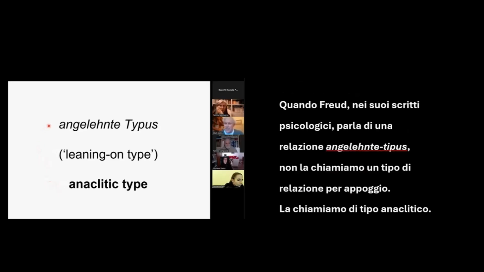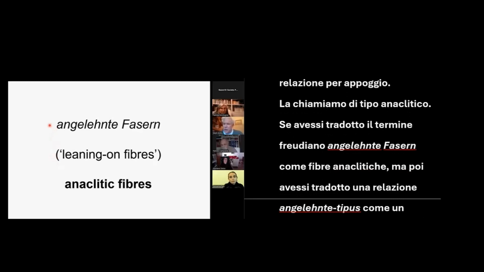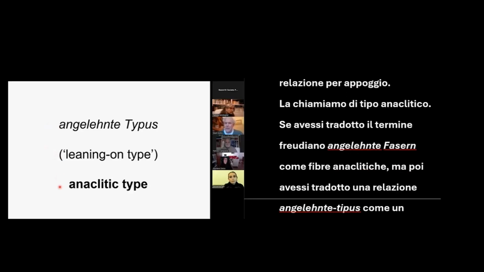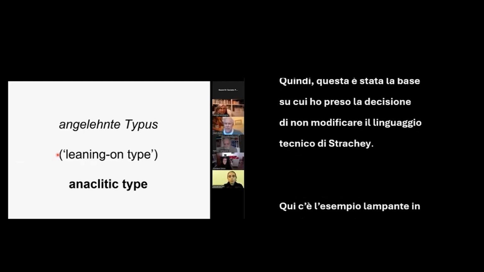So when Freud in his psychological writings speaks about an angelehnte Typus of relationship, we don't call it a leaning on type of relationship, we call it an anaclitic type. If I had translated this term of Freud's, angelehnte Fasern, as anaclitic fibers, but then I translated angelehnte Typus of relationship as a leaning on type of relationship, I would be disrupting the continuity in Freud's thought and language. So this was the basis upon which I made the decision that I'm not going to change Strachey's technical language.